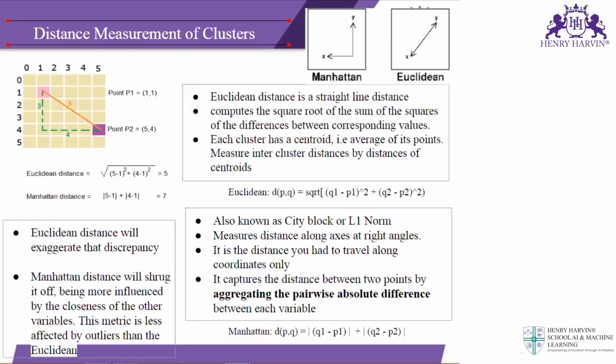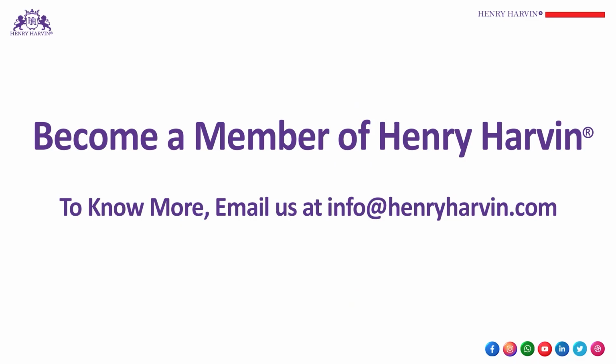Euclidean distance will exaggerate the discrepancy. Discrepancy here means if there are scattered points near the centroids, it will exaggerate the discrepancy in the calculated distance. But if we are calculating Manhattan distance, it will shrug it off, being more influenced by the closeness of other variables. So this metric is less affected by outliers than Euclidean.